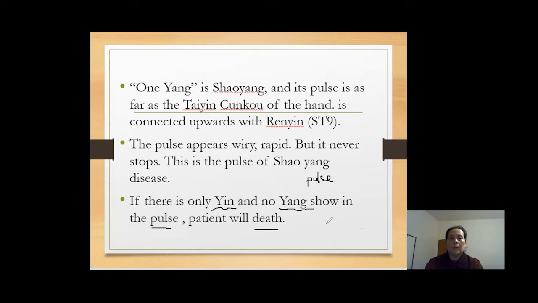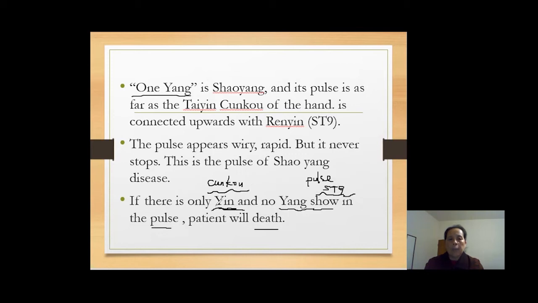Patient will be dead. So on this page, they are especially talking about the yin and yang pulse: the yin pulse at Chun Kou and the yang pulse at Stomach 9. That's why they didn't put Stomach 9 in three yang and two yang, they only put one yang condition here, because they need to specially compare the yang pulse and the yin pulse.